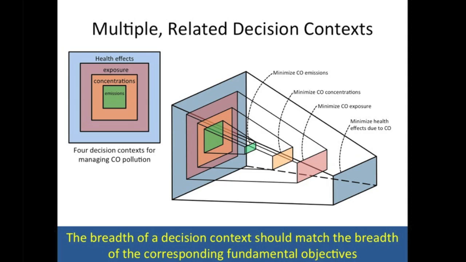Now, it may look to you that the decision context and the objective are one and the same thing, but they're not. For example, the decision context of managing CO emissions, the most narrow one, refers to the alternative ways we might manage emissions, such as putting scrubbers on smokestacks. And the corresponding fundamental objective refers to the implications of those alternatives, such as tons of CO emitted into the atmosphere. So you can see the difference. The broadest decision frame has to do with health effects due to carbon monoxide. Clearly, the breadth of possible alternative ways to do this, in other words, minimize negative health effects, includes far more choices than just simply controlling carbon monoxide emissions.